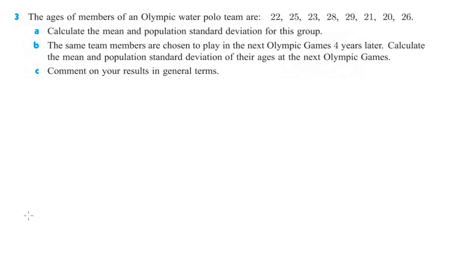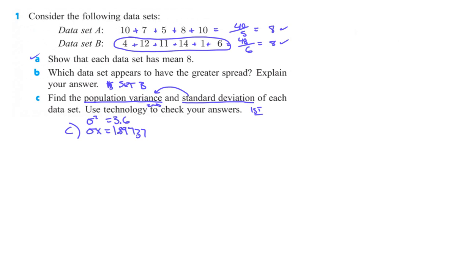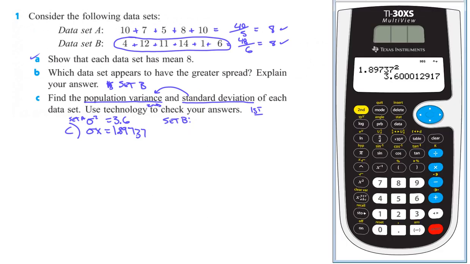Let's see what number 3 has for us. Ages of members of an Olympic... Oh, wait, sorry. Got to go back because that was just for A. We got to do the same info for set B. So this is set A, and set B we will do the same stuff for.